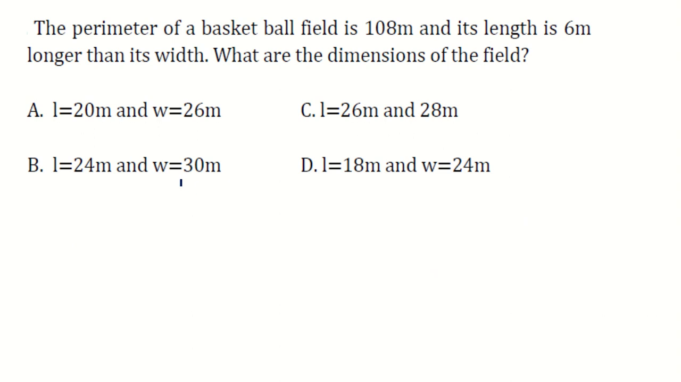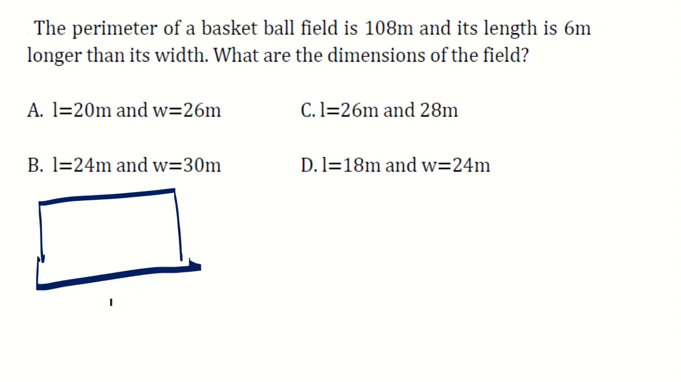Okay, the next question. It says the perimeter of a basketball field is 108 and its length is 6 meters longer than its width. What are the dimensions? You know, a basketball field is rectangular. It has length and width. If the width is x, the length is x plus 6. How do we know? Because the perimeter is already given to you, remember. The perimeter is 108. And its length is 6 meters longer than the width.